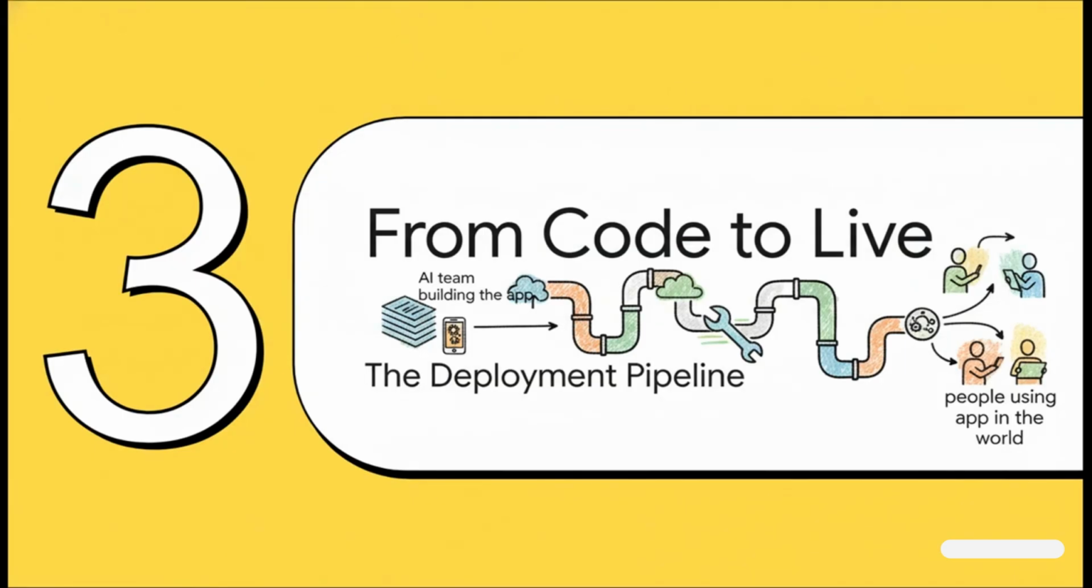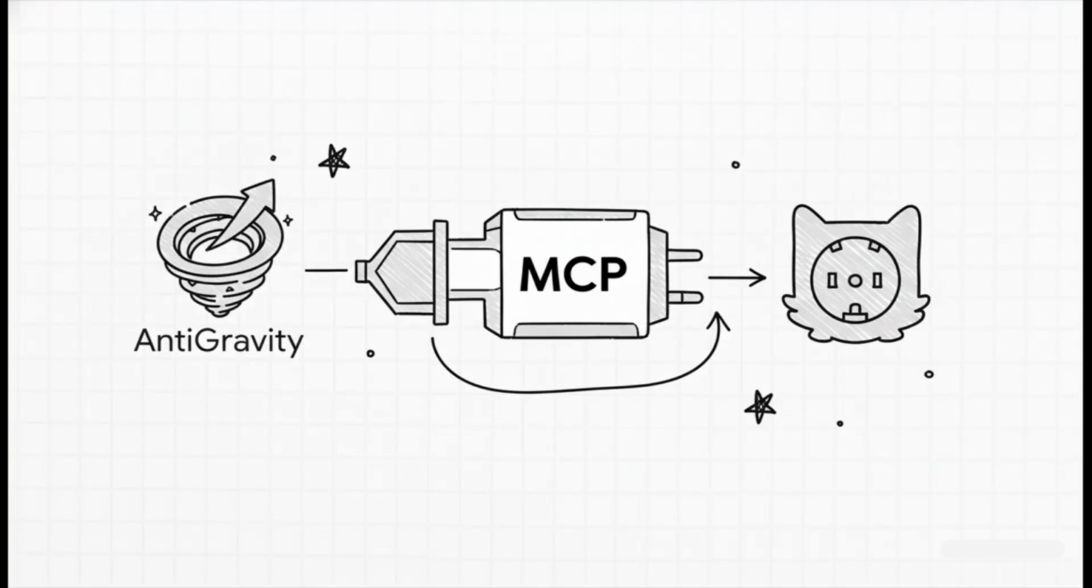Okay, so your AI team has built the app. The code is done. But code sitting on a hard drive isn't very useful, is it? So how do you get it out into the world so people can actually use it? That's where this totally seamless deployment pipeline comes into play. So how does it all talk to each other? The secret sauce is something called MCP, which stands for Model Context Protocol. The easiest way to think about it is like a universal translator. It's an adapter that lets AntiGravity communicate perfectly with other essential tools, like GitHub, without you having to mess around with any complicated setups. It just connects.